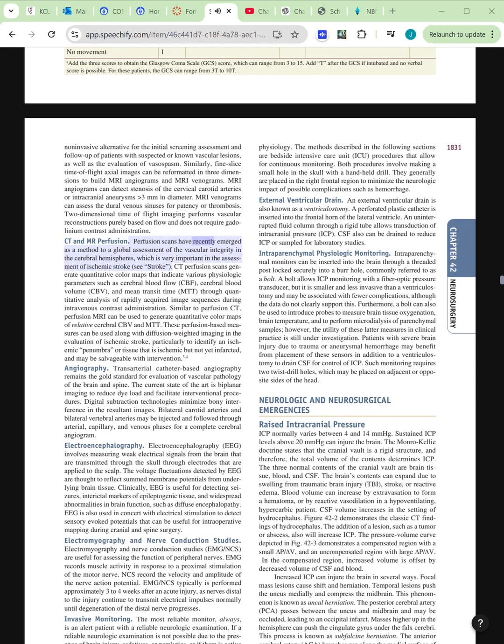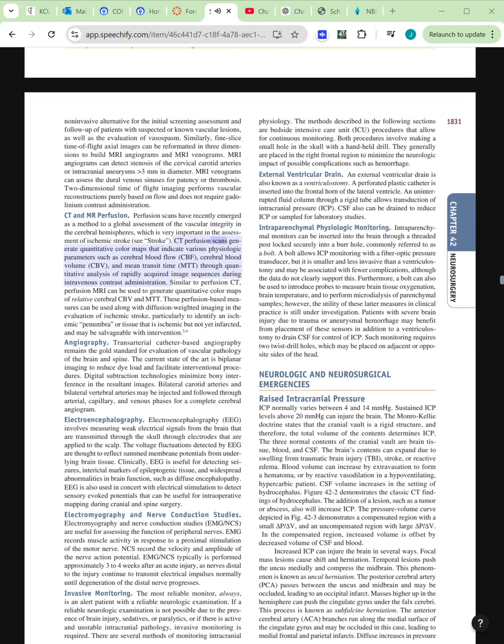Perfusion scans have recently emerged as a method for a global assessment of the vascular integrity in the cerebral hemispheres, which is very important in the assessment of ischemic stroke. CT perfusion scans generate quantitative color maps that indicate various physiologic parameters such as cerebral blood flow, cerebral blood volume, and mean transit time through quantitative analysis of rapidly acquired image sequences during intravenous contrast administration.